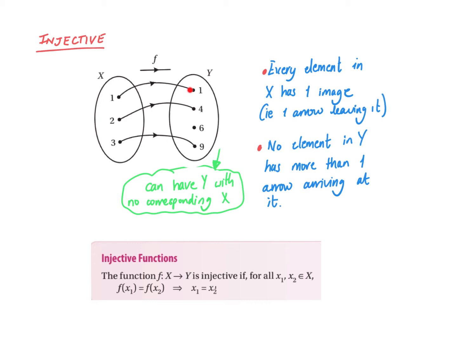So you can see here that 1 is going to 1, and 2 can't go to 1 if this is going to be injective. Now, you can notice that all of my X's are being used, so all of my inputs are being used, but I don't have to go to all of the outputs in the Y. So the fact that this 6 is not being used doesn't make any difference. This is still injective.